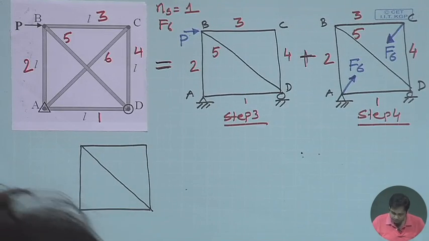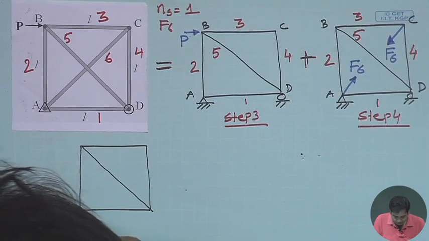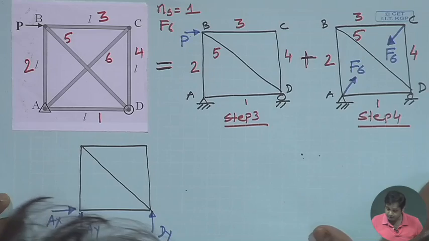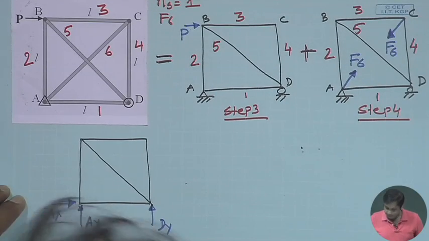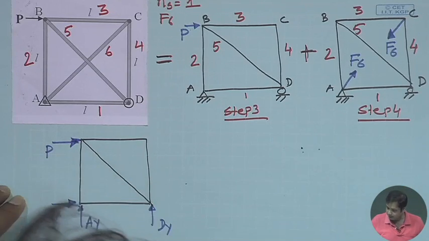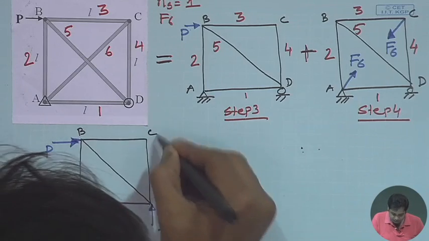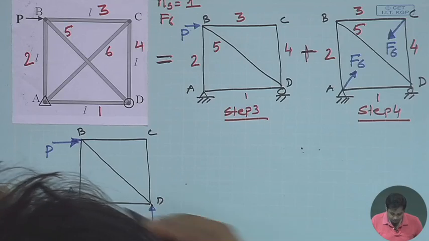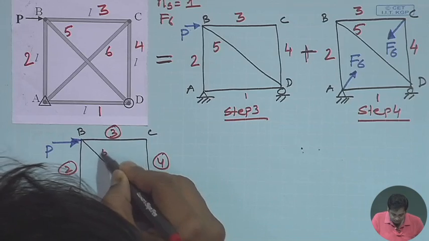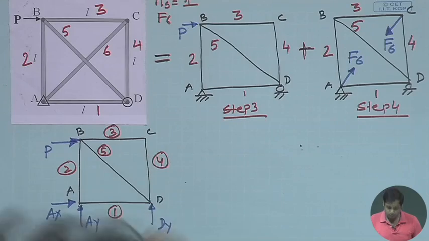It is subjected to, we have horizontal Ax and vertical Ay support reactions, and Dy is the reaction at D, and then it is subjected to load P like this. The joints are A, B, C, D, and the members are 1, 2, 3, 4 and then 5. Now, before we solve it, we know how to solve it, right?